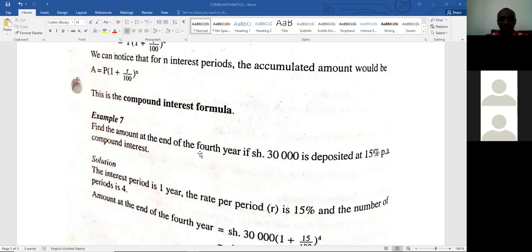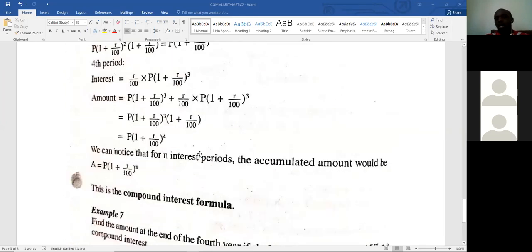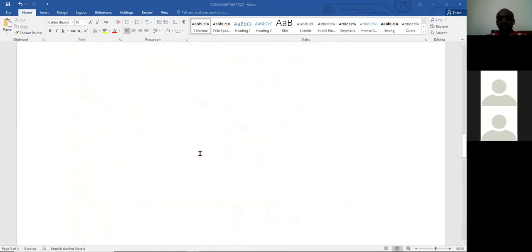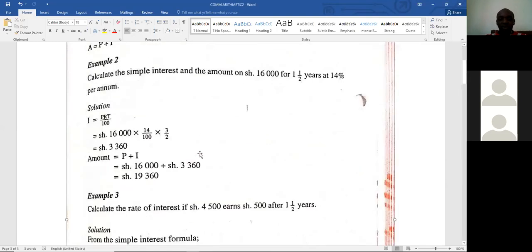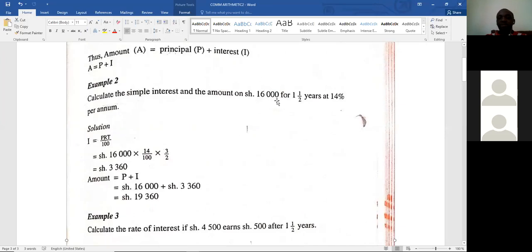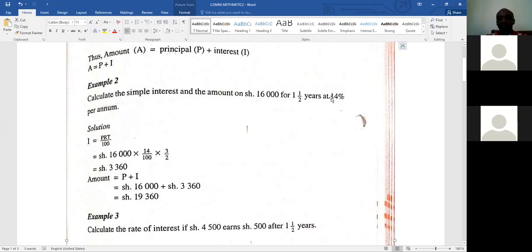So the other option now is compound interest. Now, simple interest is like compound interest but done differently. Now you see this particular case. There's a person here who was investing this amount of money. For example, let's say they were doing it for 1.5 years. Let's say they were doing it for 1 year. Okay, let's say this person deposited 16,000 at the rate of 14% per annum. That is for only 1 year.